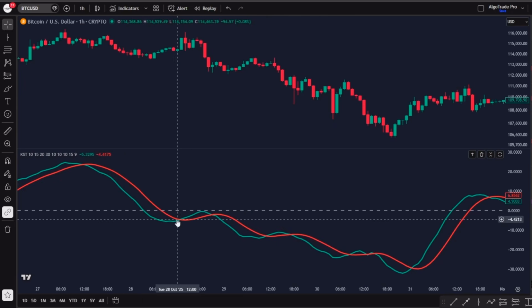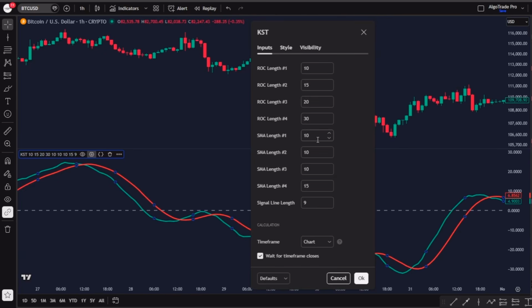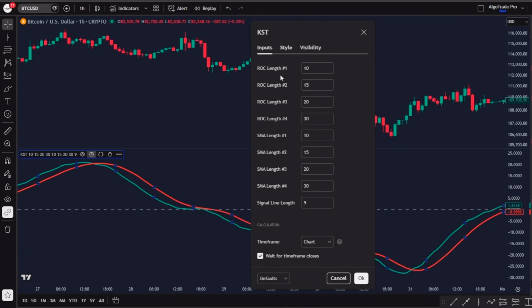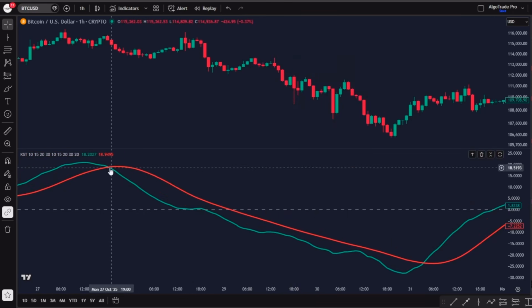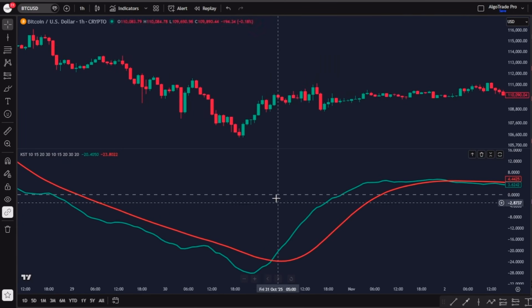Regarding the settings, I am not using the default values because they tend to generate too many fake crossovers. So, for this test, I'm using 10, 15, 20 and 30 for both the rate of change cycles and their averages, with the signal smoothing of 20. In practice, this makes the indicator slower but far more reliable.